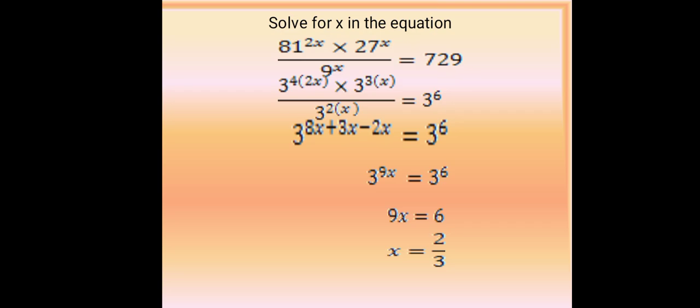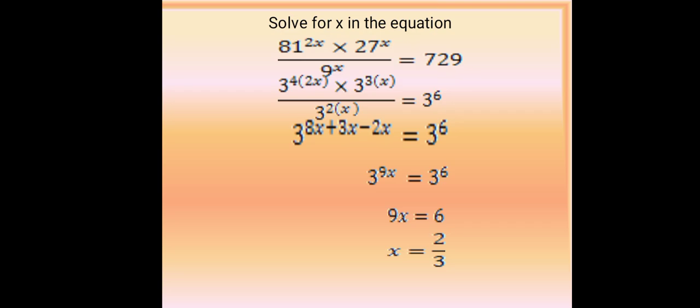Now multiply by the power they already had, like 3 raised to the power of 4 shall multiply by 2x, 3 raised to the power of 3 shall multiply by x, 3 raised to the power of 2 shall multiply by x, and then the answer shall just be 3 raised to the power of 6. Now you can see when you are multiplying numbers in the same base, you just add the powers. When you are dividing, you just subtract the powers.